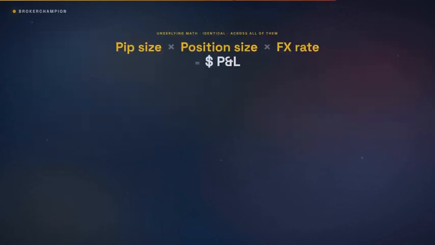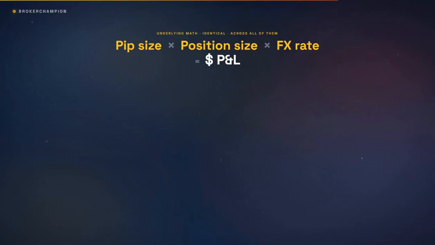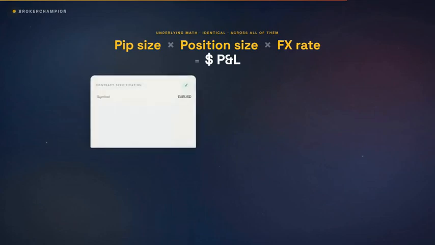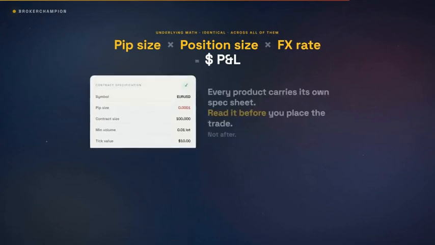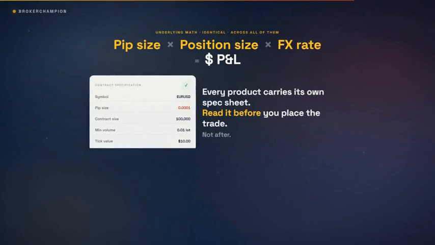The underlying math is identical across all of them. Pip size or point size or tick size times position size converted to your account currency equals your dollar P&L. The formula doesn't change, the contract spec underneath does. Every product you trade has its own spec sheet, and that spec is where the pip lives. Read it before you place the trade, not after.